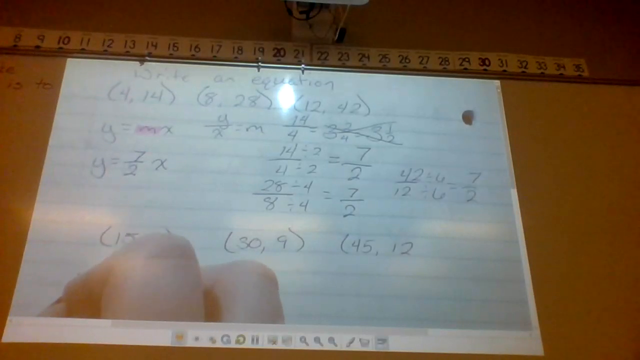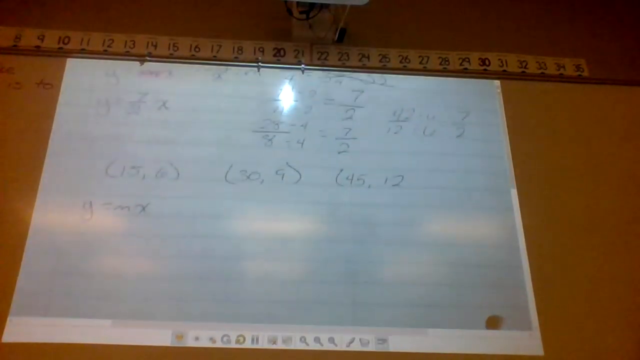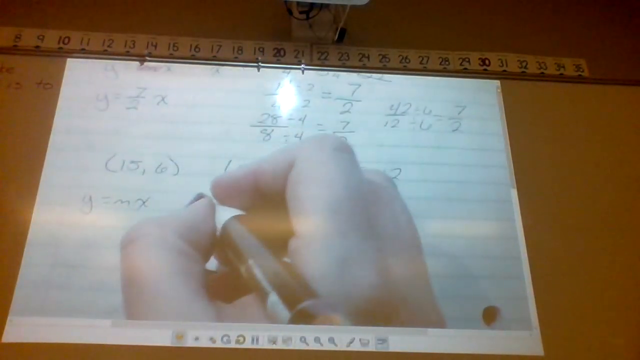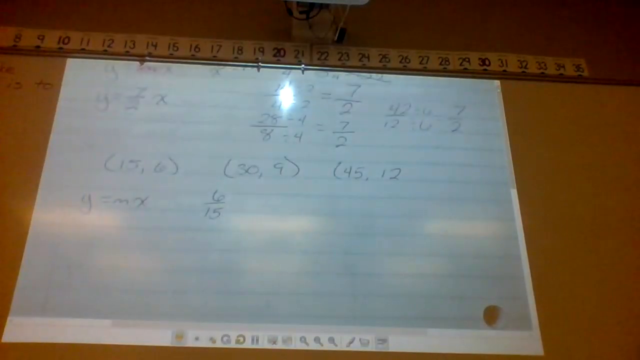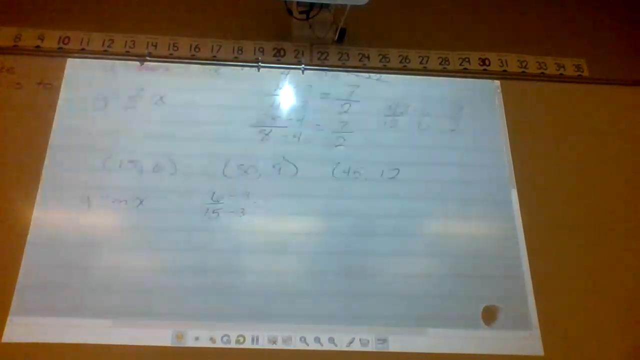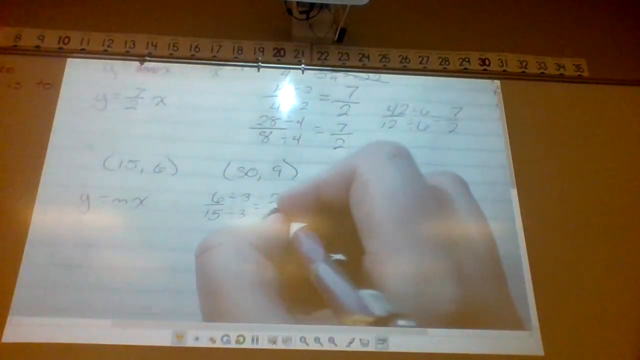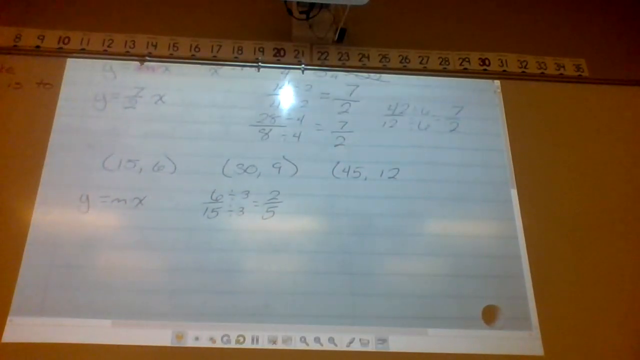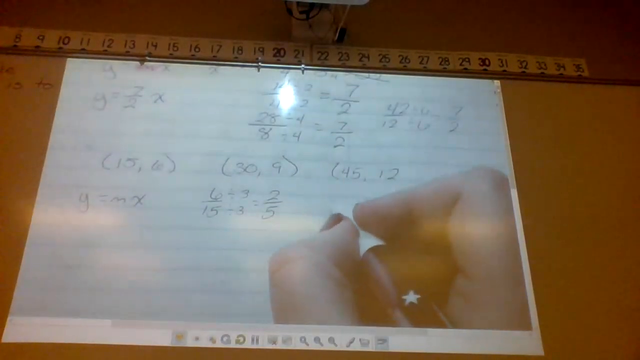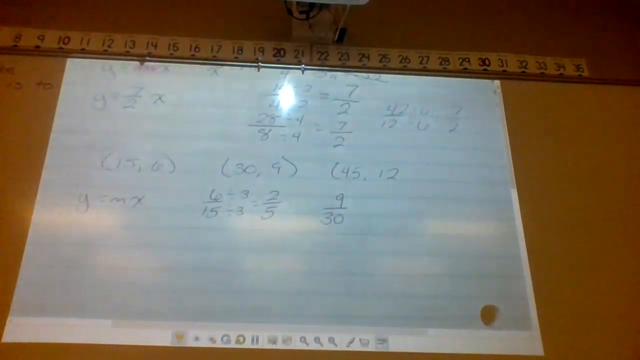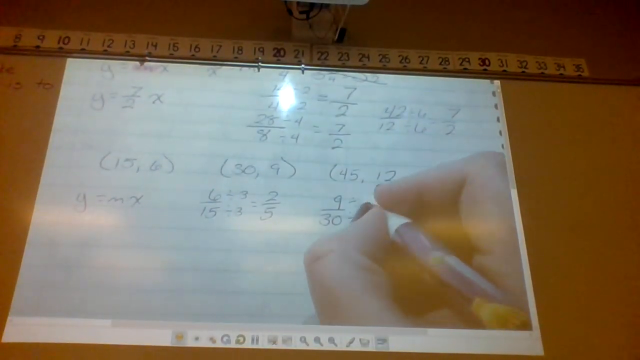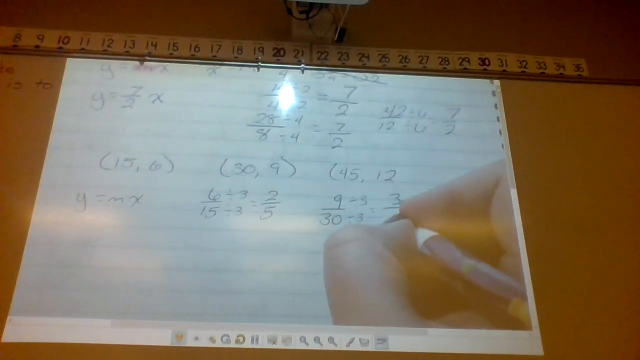We're still trying to get that y equals mx, right? Okay, what's our first ordered pair? 6 over 15. Can anything go into both 6 and 15? What do we get? Let's do our next one. What is it? 9 over 30. What can go into both 9 and 30? 3. What's 9 divided by 3? 3. And 30 divided by 3? Yeah. Are those the same?